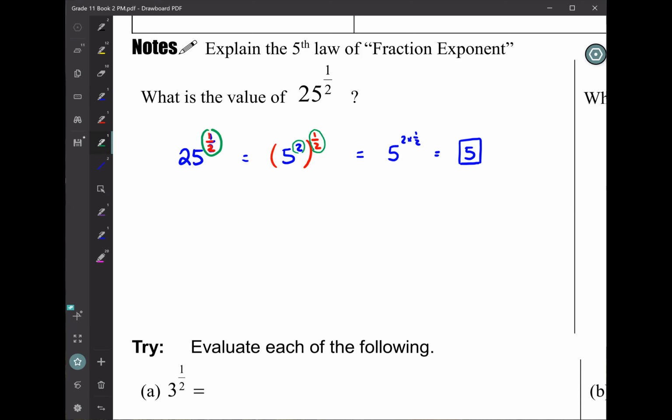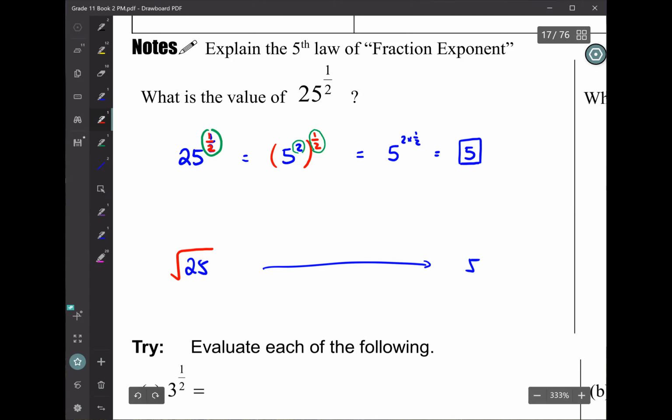Amanda, what do you think? What does it do? How do you make a 25 become a 5? Square root. Yeah, square root. So having an exponent of half is like placing a square root on the number. It does the same thing. Okay, let me move this up.